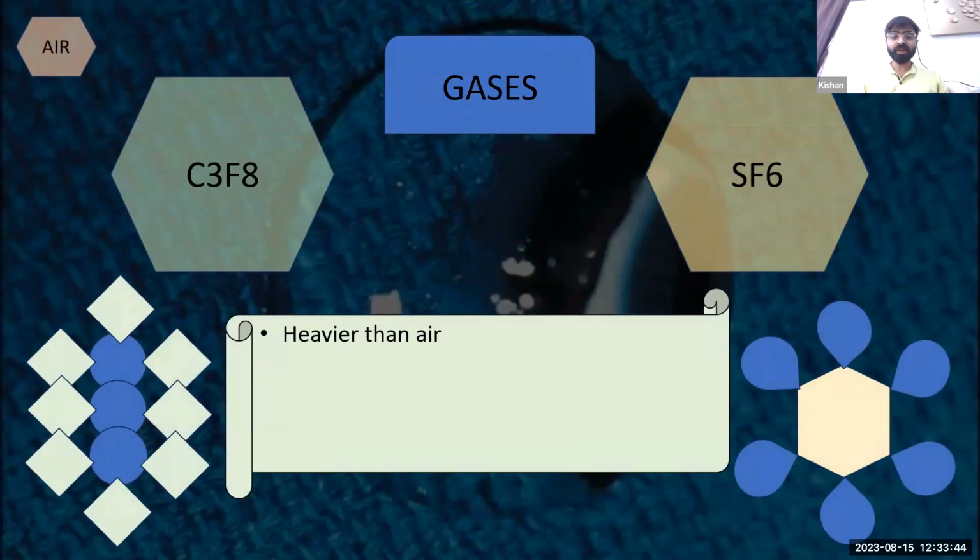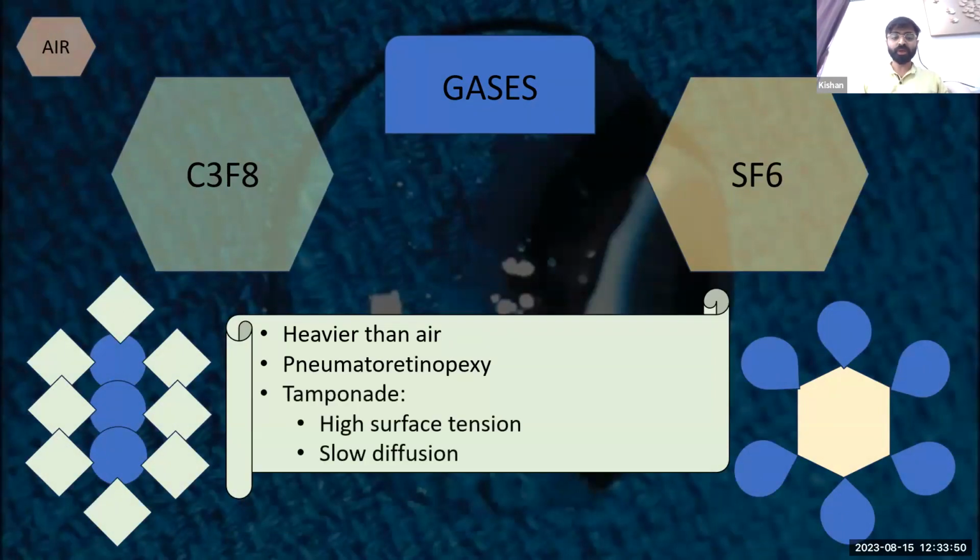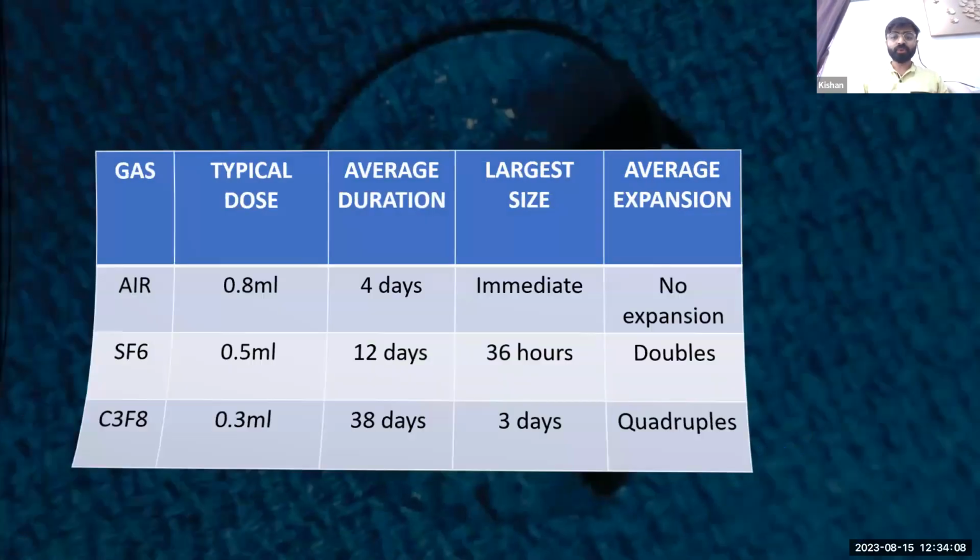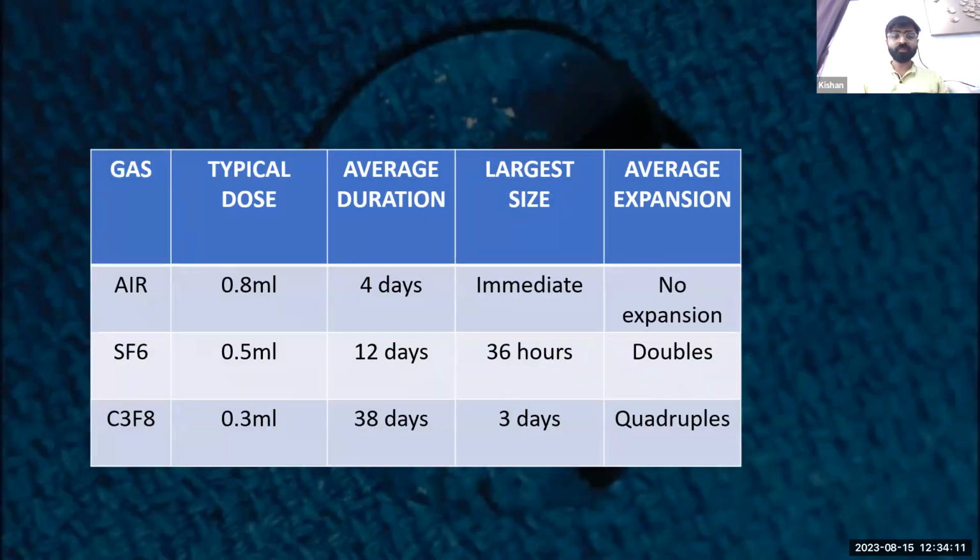C3F8 and SF6 are heavier than air, so they are used in pneumatic retinopexy, and they have a good tamponade effect because of the high surface tension and slow diffusion. The concentration of C3F8 is 12%, and the concentration of SF6 is 20%. These are non-expansile concentrations. I will explain with one SF6 example. 0.5 ml of SF6 into the vitreous cavity doubles over a period of 36 hours, and it stays in the vitreous cavity for 12 days. C3F8 has a similar effect, and likewise air.